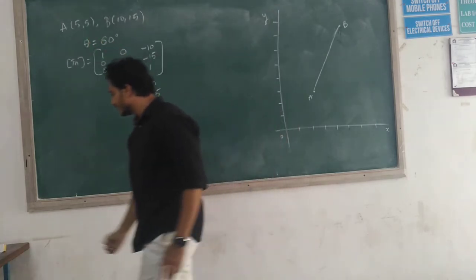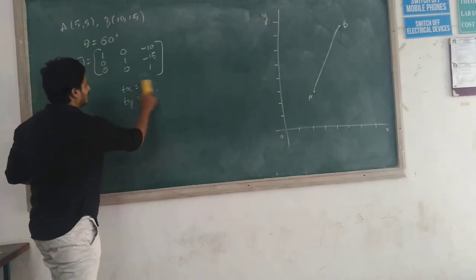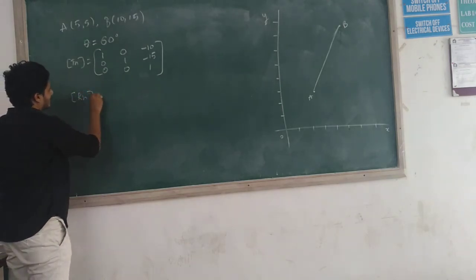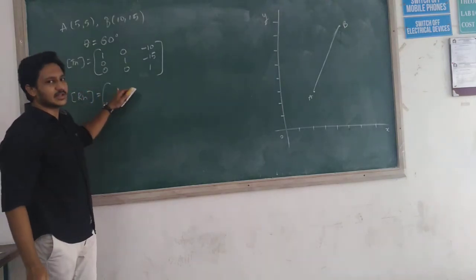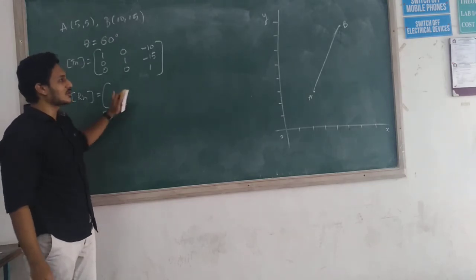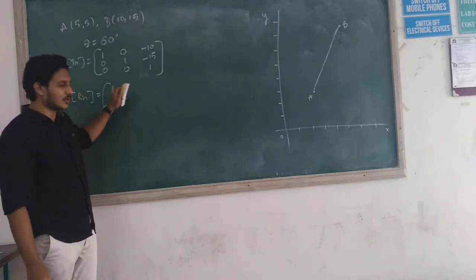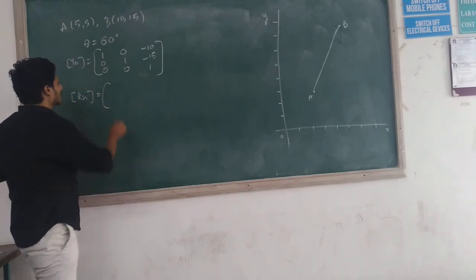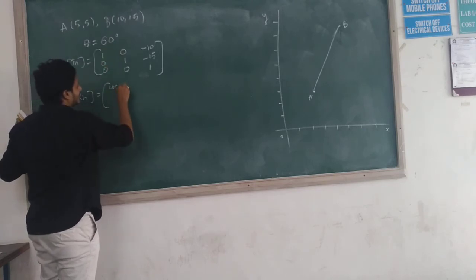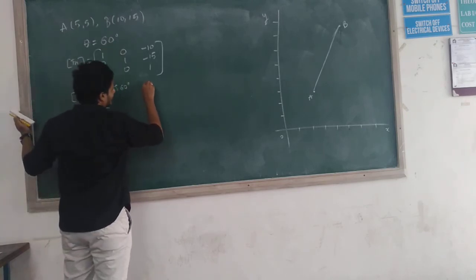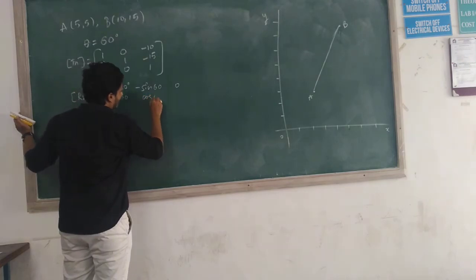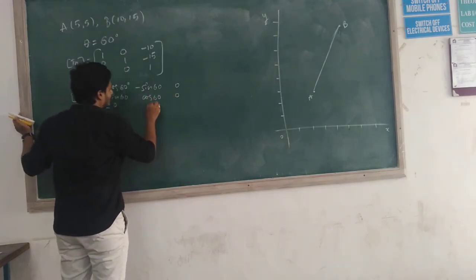Okay. After that, we can have the rotational transformation matrix, which will be cos theta, minus sin theta, 0; sin theta, cos theta, 0; 0, 0, 1. So this is positive 60: cos 60, minus sin 60, 0; sin 60, cos 60, 0; 0, 0, 1.